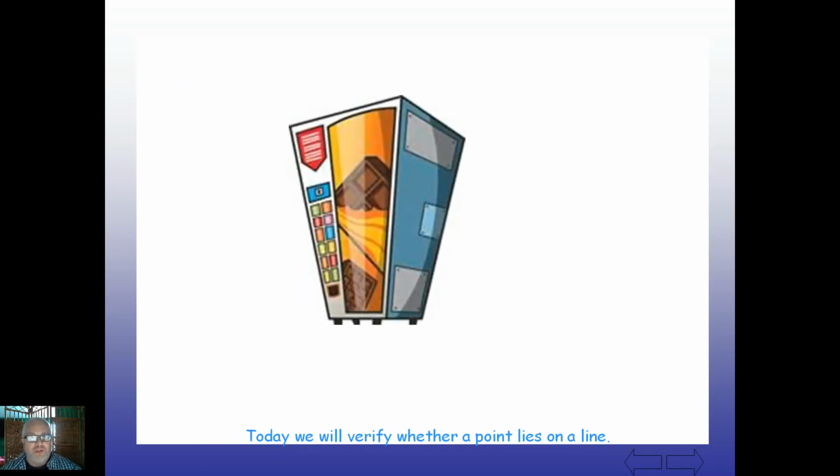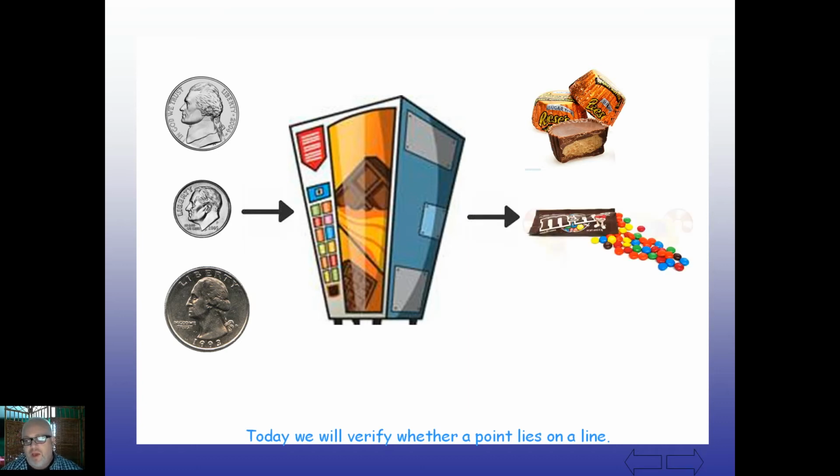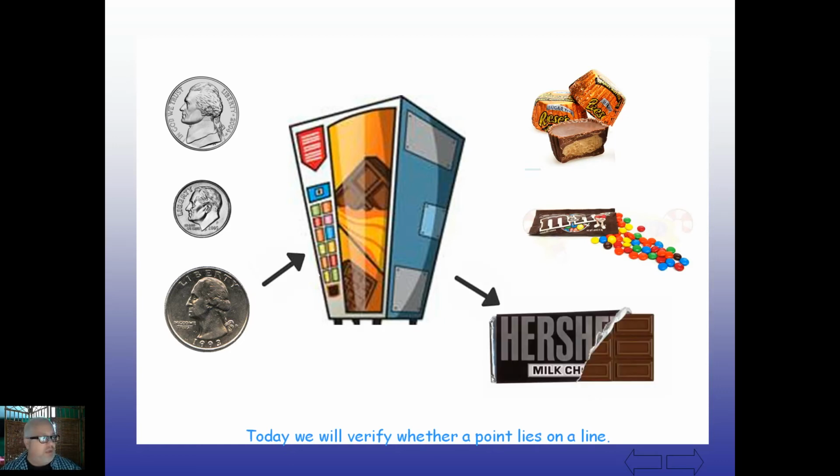For example, let's just look at a little cartoony example here. If you have a vending machine dealing with some candy, you drop a nickel in, a dime, or a quarter, you're going to get three different results. If we put a nickel in, we expect to get maybe a little Reese's cup. If we put a dime in there, we get a little bag of M&Ms. And how about a quarter? Well, if we put a quarter in, then we're going to get a larger Hershey chocolate bar.